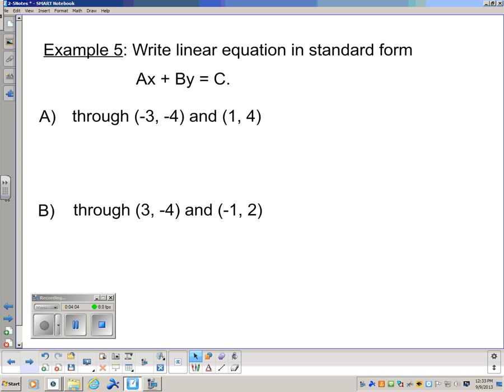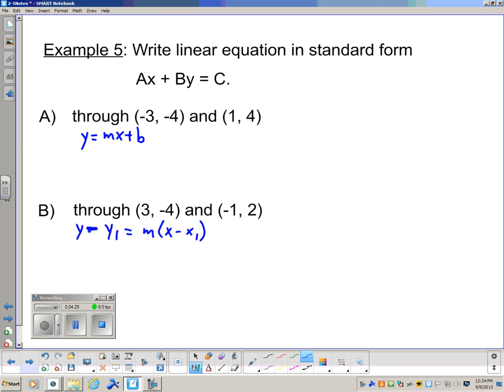And this one here, they gave us 2 points now. We got -3, -4, and we've got 1, 4. So again, we have to write in standard form. So we've got two choices again, and this time I'll start with y equals mx plus b, and then my second one down here, I'll use y minus y1 equals m times x minus x1.